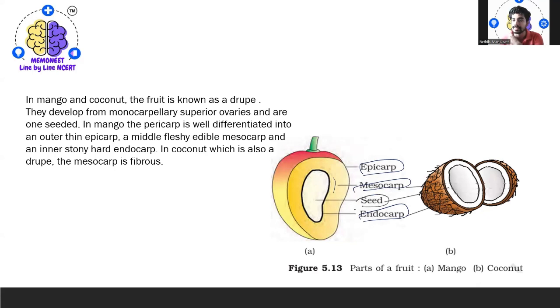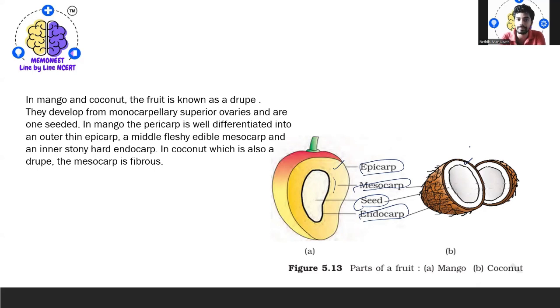And this is the seed, obviously. So for example, it could be fleshy or dry. In mango it is fleshy and in coconut it is dry. So in mango and coconut, the fruit is known to be a drupe. They develop from monocarpellary superior ovaries and are one-seeded.